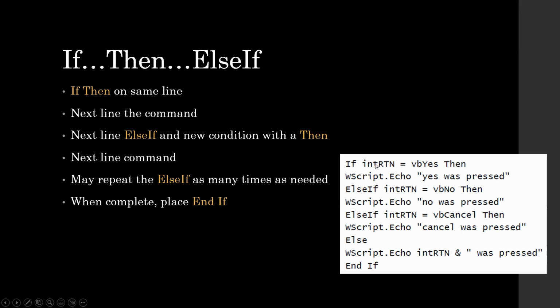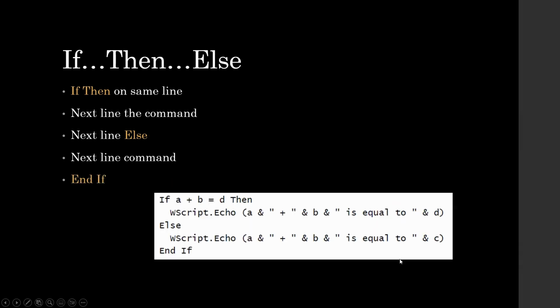So if this equals yes, then do something. Else if, here's my next comparison, then. Next line is the command. Else if my comparison, then. Okay, and we can just keep doing that as many times as we want. We can also have an else as a catch-all, which would do this final thing, and then we finally end it with that end if.